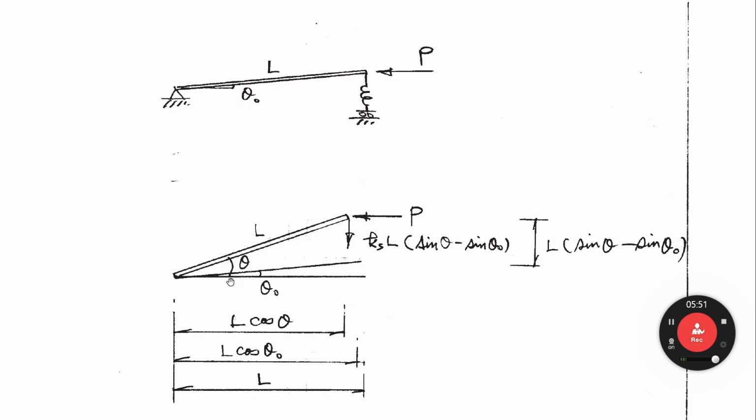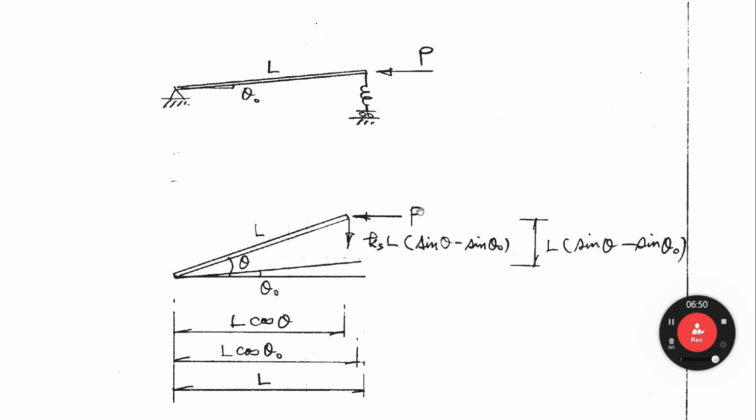So it moves up to theta. Then this projection, the length on horizontal surface is L cosine theta, right? And then the original position theta 0, so L cosine theta 0. This length is L. So this P originally stays here, okay? Here and then moves forward. Here is L cosine theta 0. This one is L cosine theta 0.